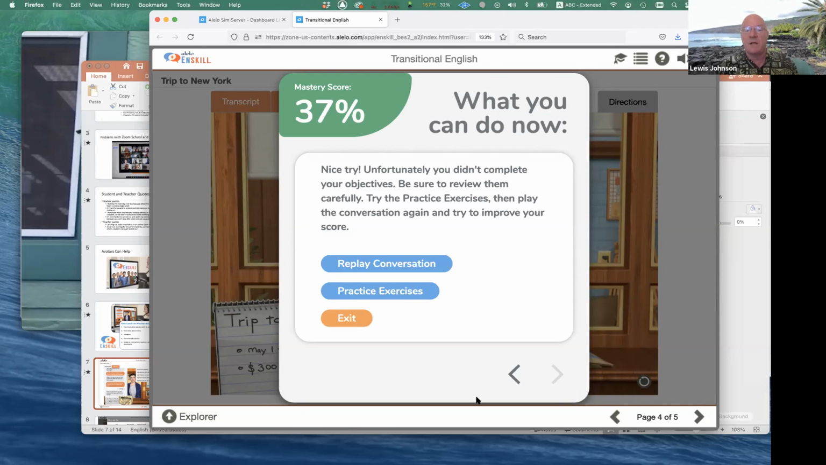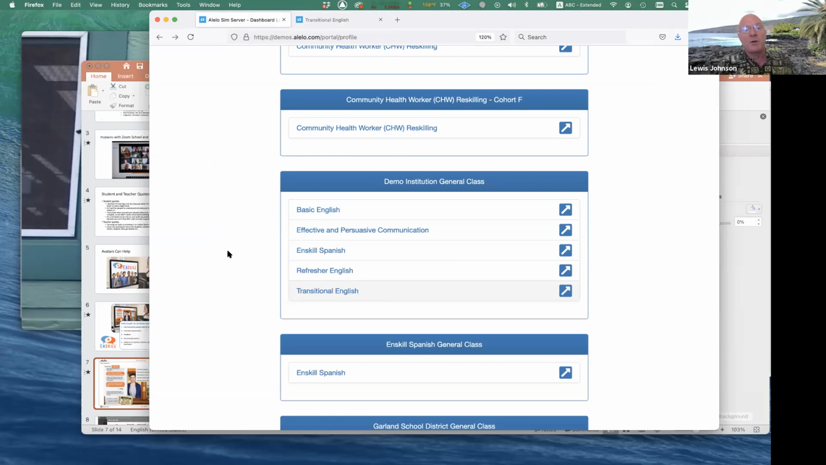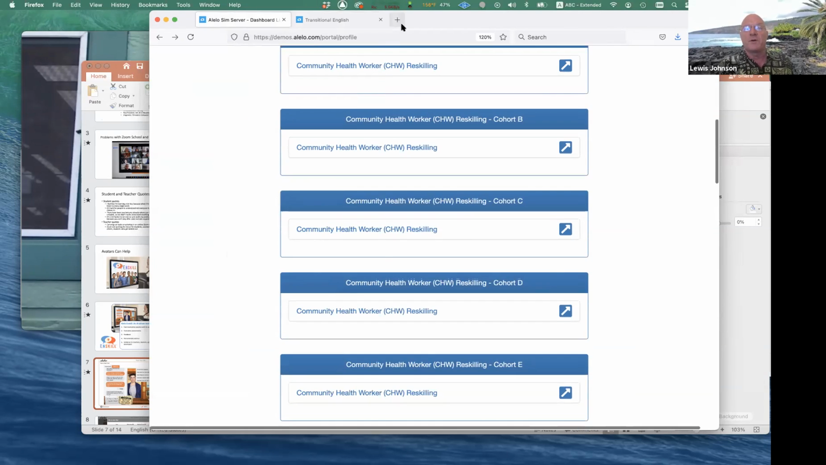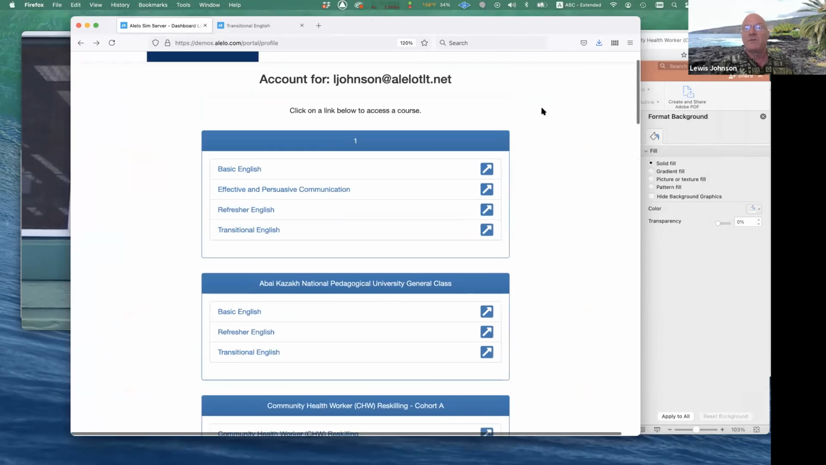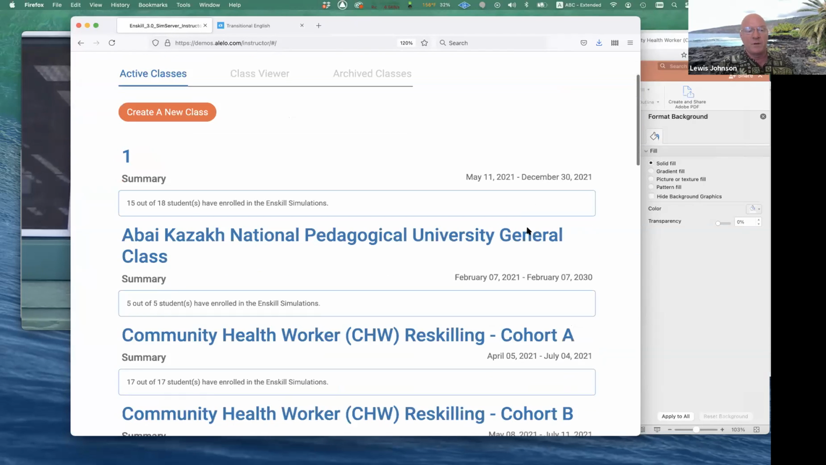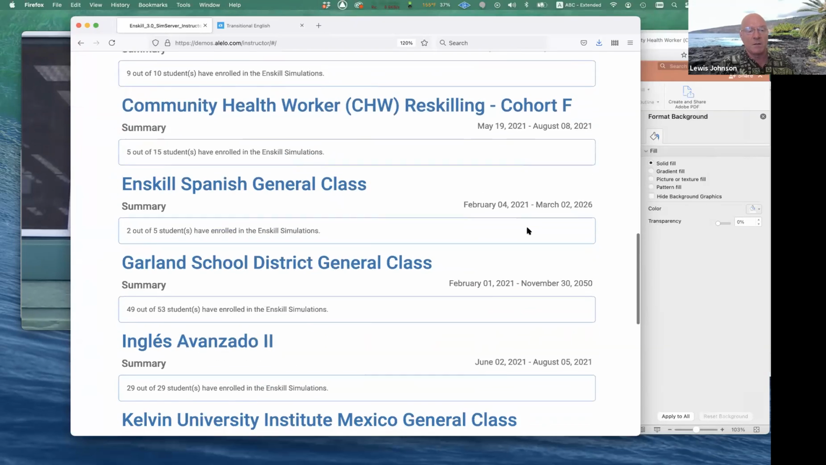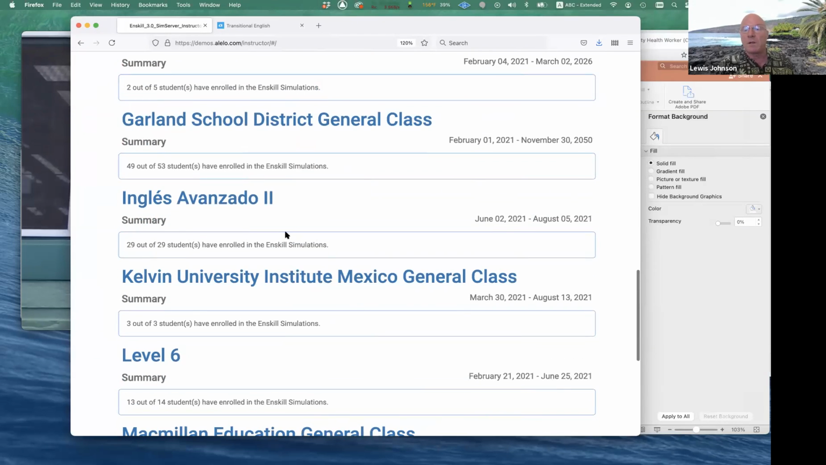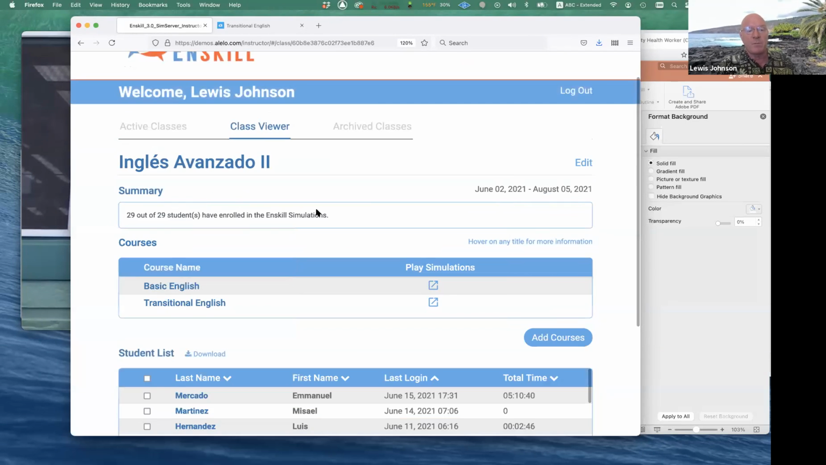So now I have the opportunity, I can practice the conversation again, or it's selected for me some exercises that will allow me to work on the skills where it looks like I need further help. But now let me show you what the instructor sees from all of this. And again, this is what we developed to support instructors during the COVID-19 pandemic. So I happen to show you a class that's currently active in Mexico this summer.